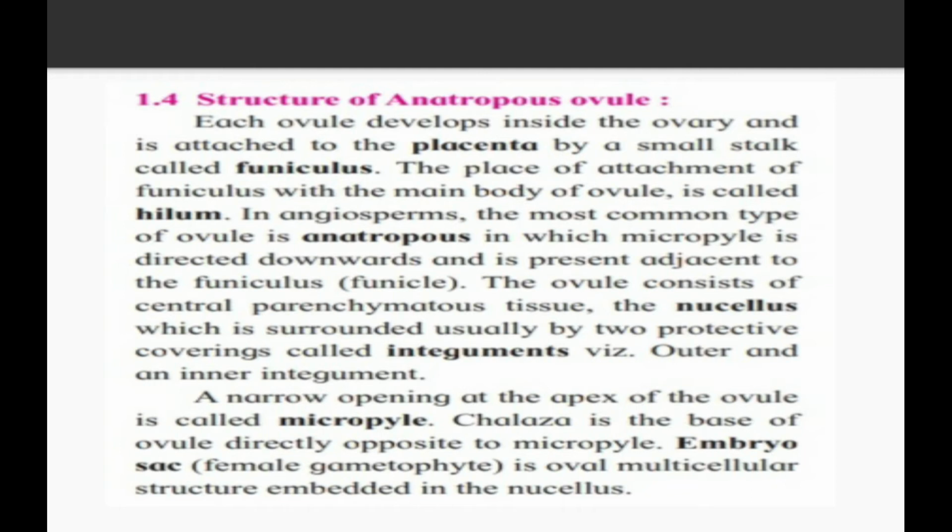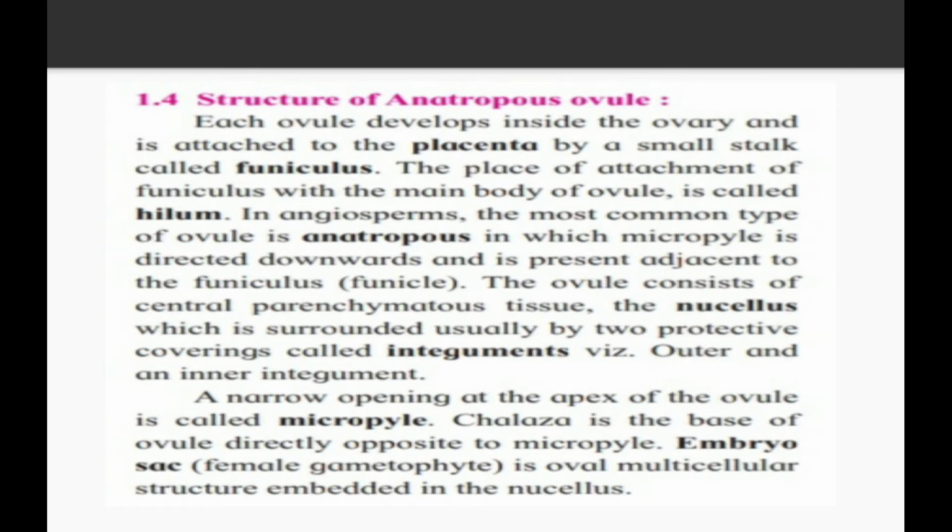A narrow opening at the apex of the ovule is called the micropyle. Chalaza is the base of the ovule directly opposite to the micropyle. Micropyle and chalaza are opposite to each other. The end which is open is said to be the micropylar end, and the end which is closed is said to be the chalazal end. Chalaza is the base of the ovule directed opposite to the micropyle. The embryo sac, that is the female gametophyte, is an oval multicellular structure embedded in the nucellus.